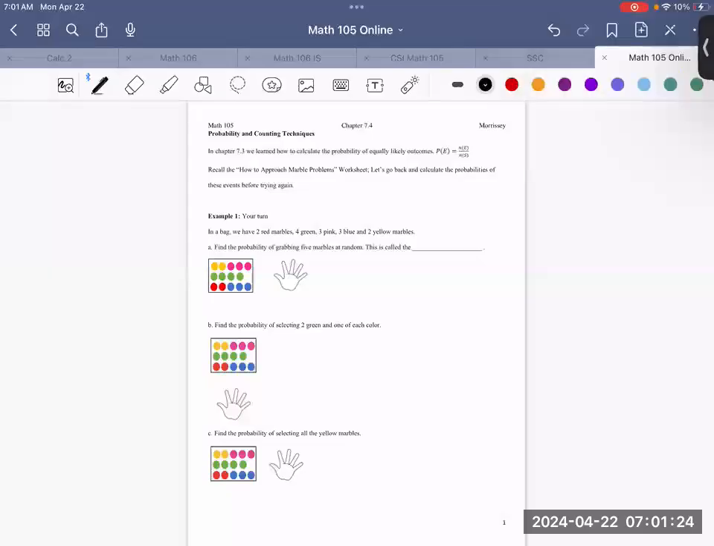Welcome to Math 105, Chapter 7.4, where we talk about probability and counting techniques. So in our previous section, we learned how to calculate the probability of equally likely outcomes. Now, what we're going to do is go back in time to the marble problems in Chapter 6.4, and pair them with what we learned from Chapter 7.3, probability.